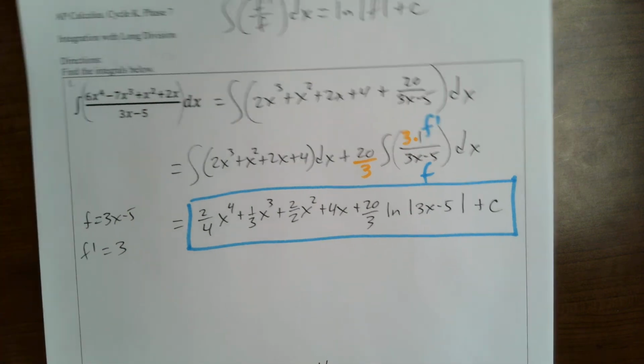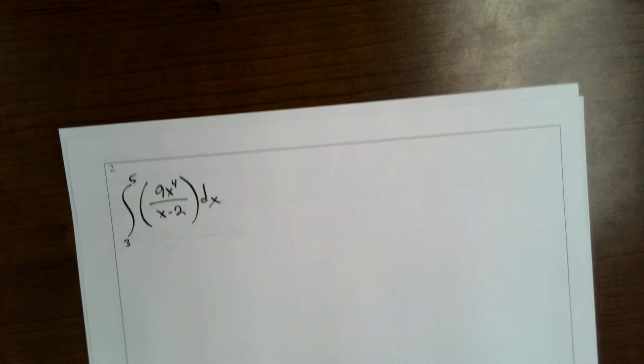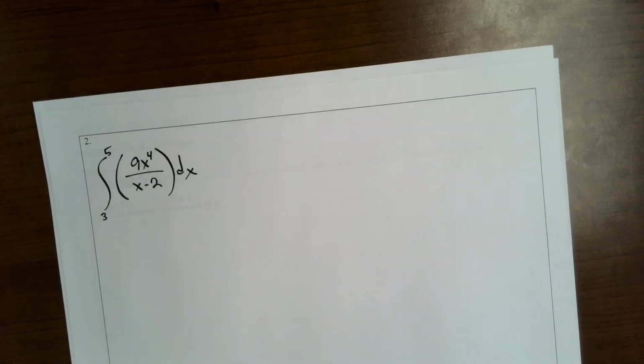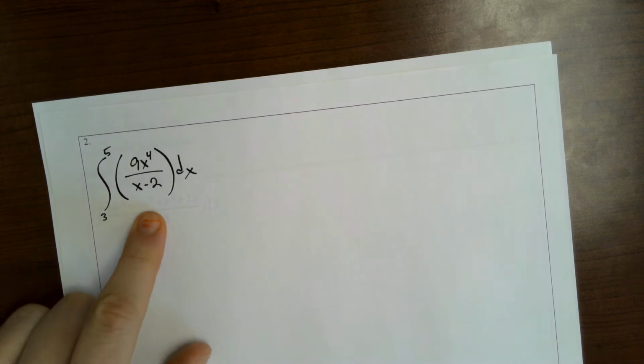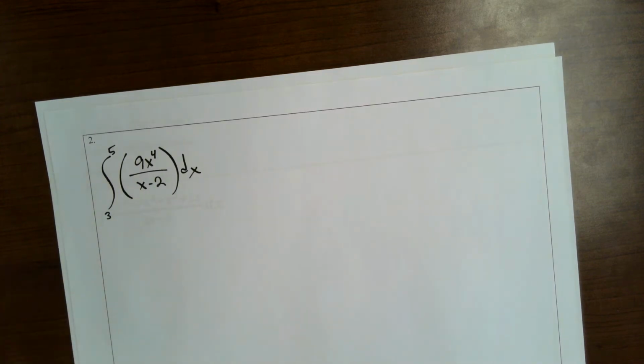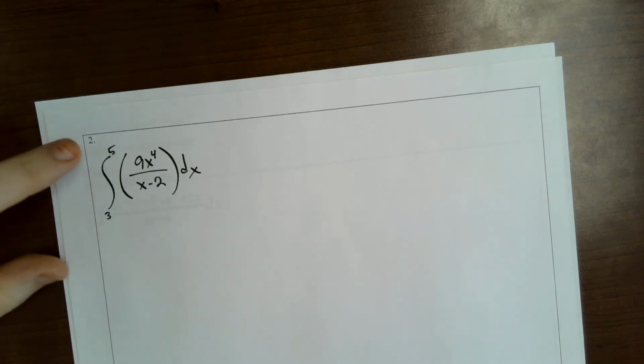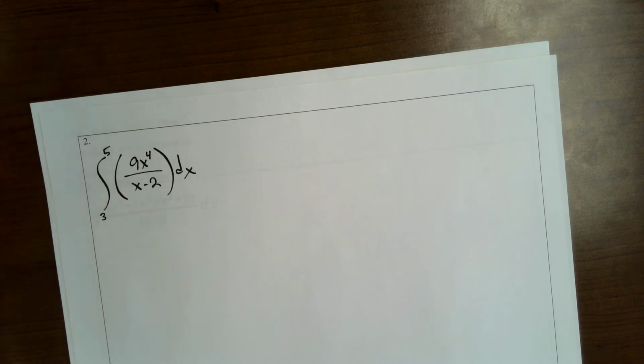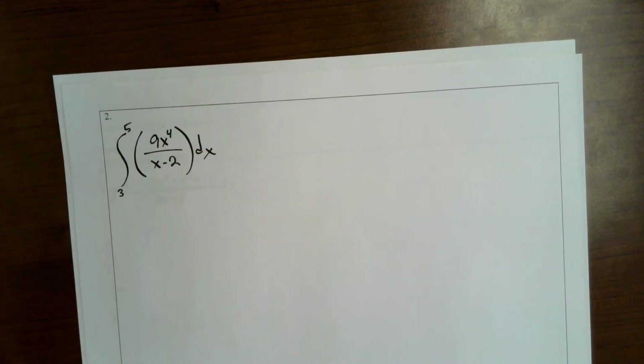All right, so now I'm going to do another one. Okay, so here, this is a definite integral. So we want to use the fundamental theorem of calculus. The fundamental theorem of calculus is what tells you that to find the area under a curve, you find the antiderivative of that curve, and then you plug in these endpoints and you do subtraction between them. That's called the fundamental theorem of calculus.